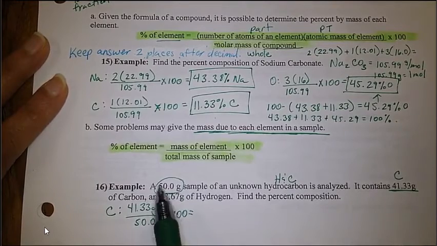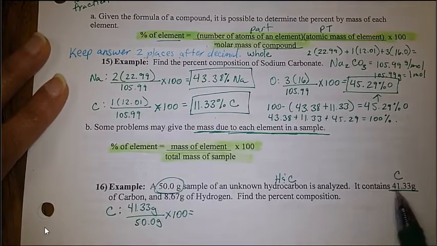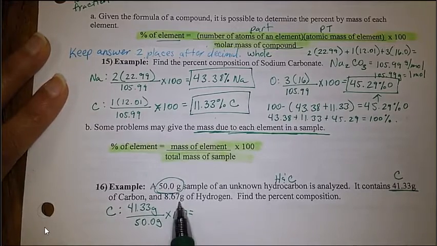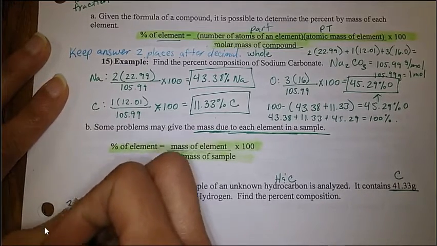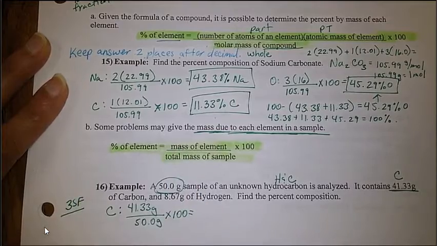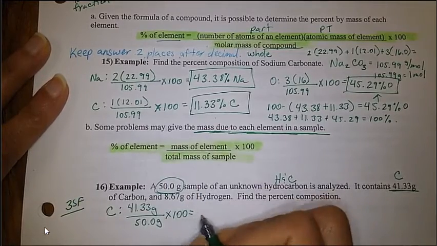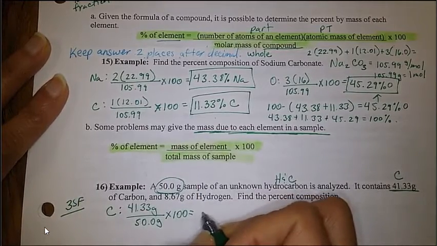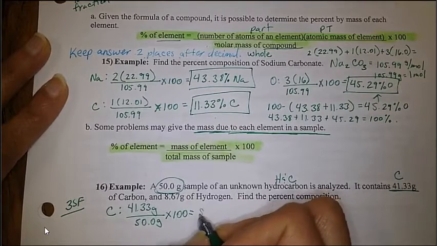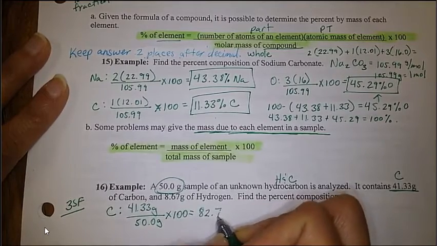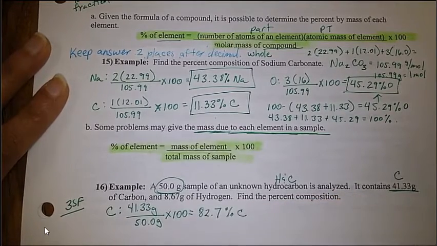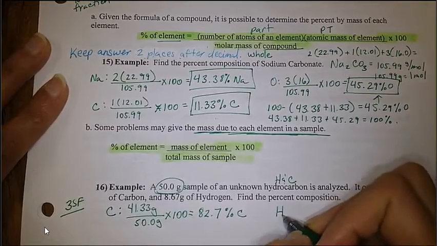But keep in mind, you guys, that we're looking at sig figs. So this is 3 sig figs, 1, 2, 3. This is 4 sig figs, 3 sig figs again. So our answer is going to have 3 sig figs. When you put this in your calculator, it should come out to be 82.7% carbon. Hydrogen should be the same way.